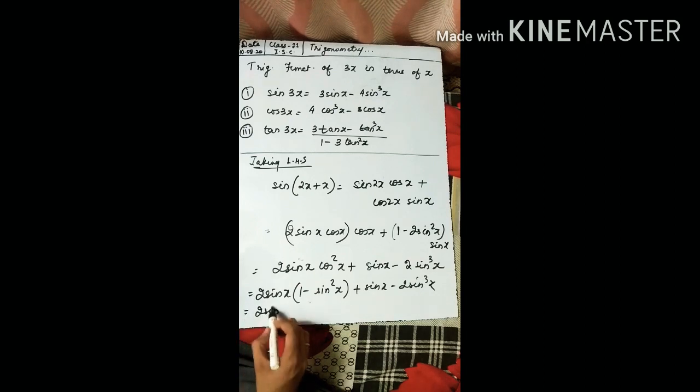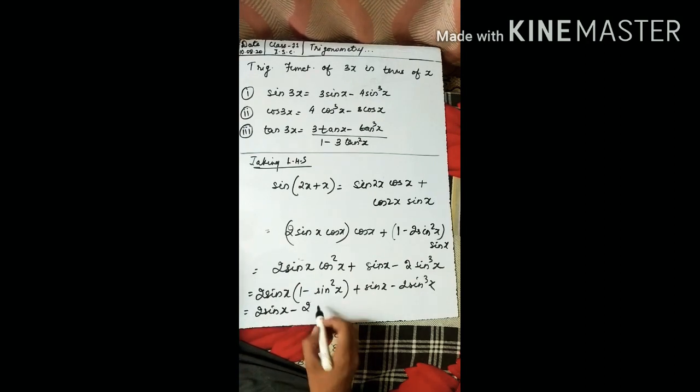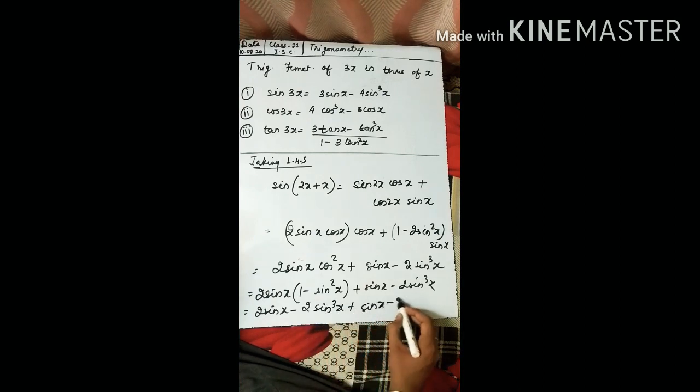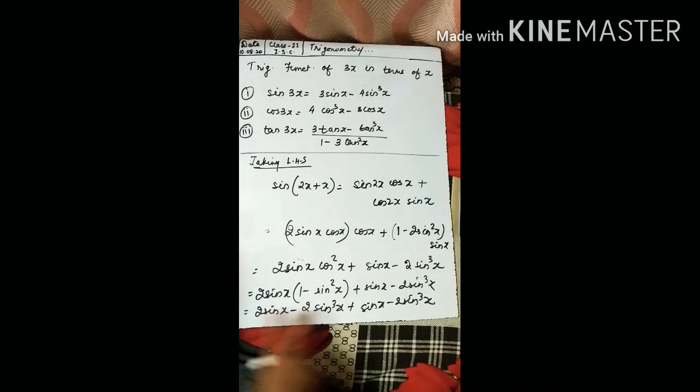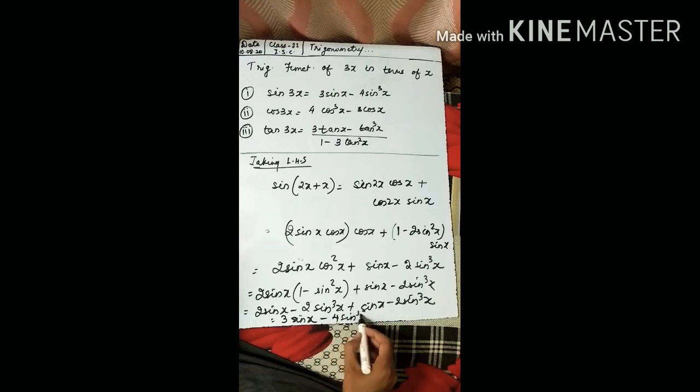So this will be 2 sine x minus 2 sine cube x plus sine x minus 2 sine cube x. Now we see that 2 sine x plus sine x will give you 3 sine x, and minus 2 sine cube x minus 2 sine cube x will give you minus 4 sine cube x. Okay, this is the answer.